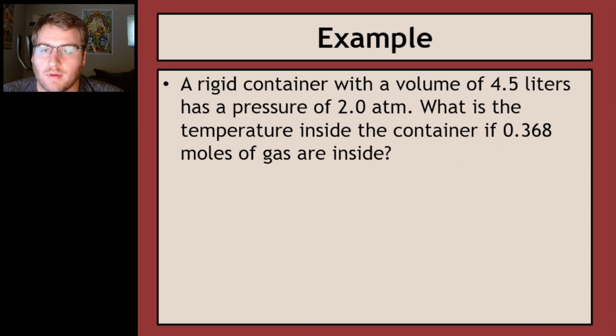So the sort of problem we're going to use the ideal gas formula for is something like this. I have a container with a volume of 4.5 liters and a pressure of 2 ATMs. What's the temperature of the gas if I have 0.368 moles of gas inside? You'll be given 3 of these 4 quantities of a gas: pressure, volume, number of moles, and temperature. If you're given any 3 of them, you can solve the last one using the ideal gas law.